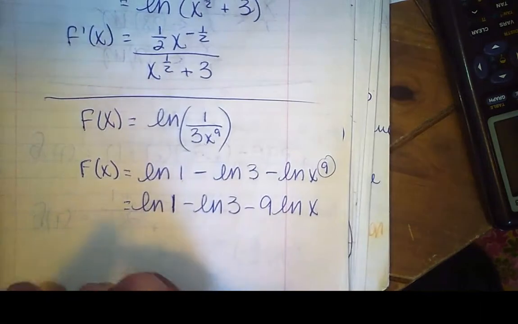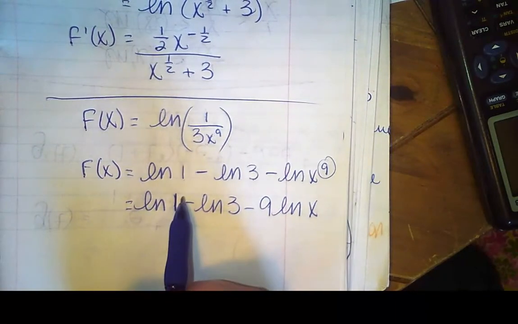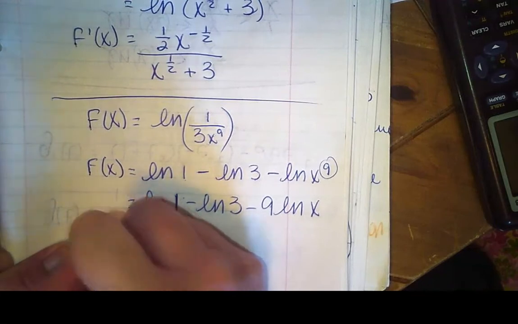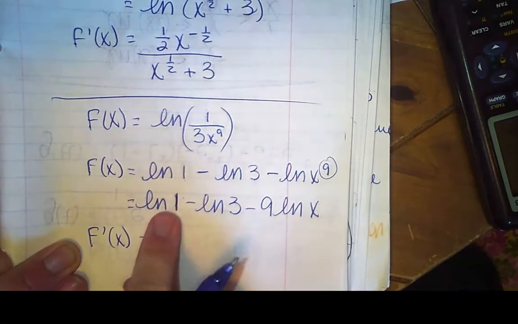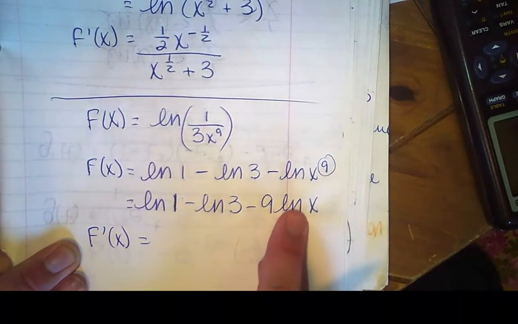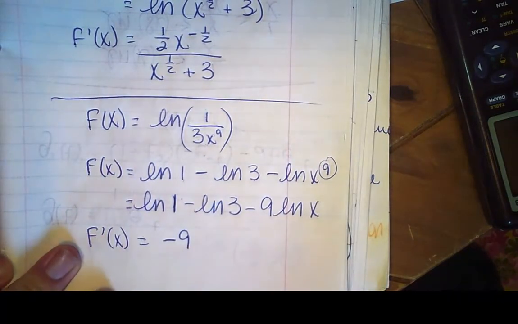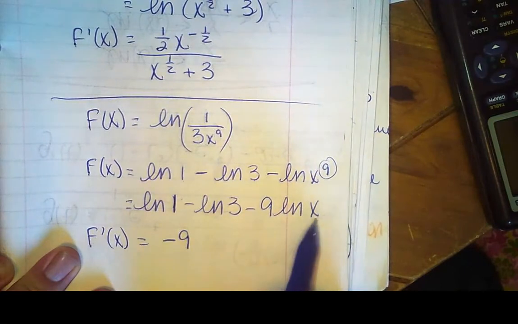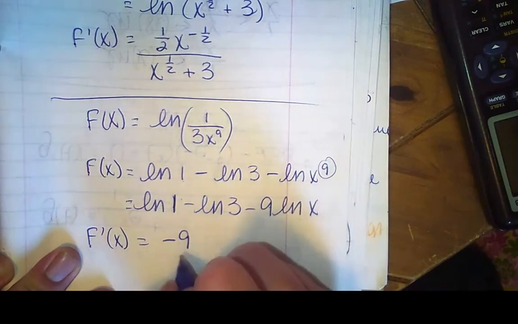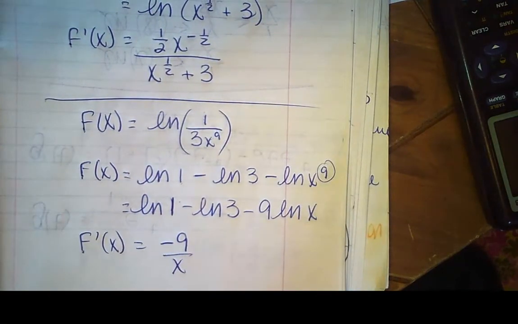Okay, so now what do I have? This by definition is 0, but its derivative is 0 anyway. So my derivative of the first term is 0. This is a number, so its derivative is 0. And this is differentiable. So I've got a negative 9 who's coming along for the ride. The derivative of the argument is 1 over the argument itself. Okay, so that is your answer. Negative 9 over x. Let's try another one.